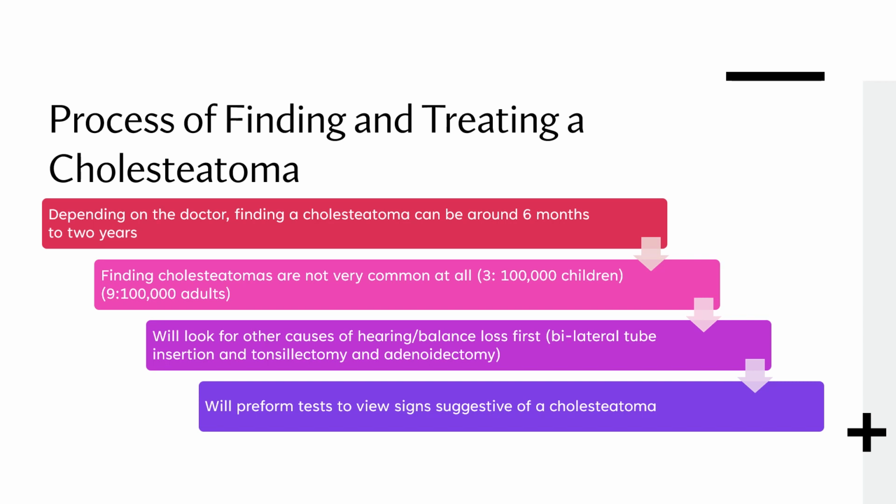Process of finding and treating a cholesteatoma. Depending on the doctor, finding a cholesteatoma can take around 6 months to 2 years. Finding cholesteatomas is not very common at all, 3 in 100,000 children and 9 in 100,000 adults. Look for other causes of hearing and balance loss first. For example, a bilateral tube insertion to help with hearing, and tonsillectomy and adenoidectomy to clear the airways. They will perform tests to view signs suggestive of cholesteatoma.